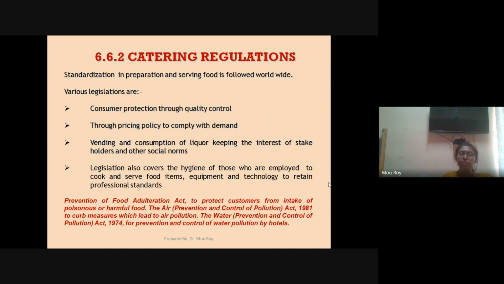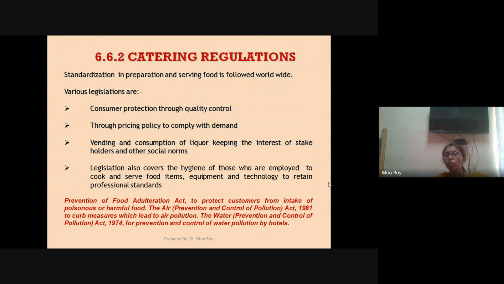Various legislations are also included, like consumer protection through quality control, then pricing policy. Then there are also hygienic conditions. Safety and security is a very important part of any industry. Legislation also covers the hygiene of those who are employed to cook and serve food items, and equipment and technology to retain the professional standards.